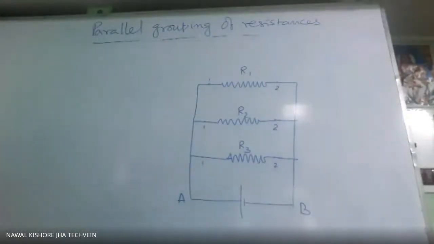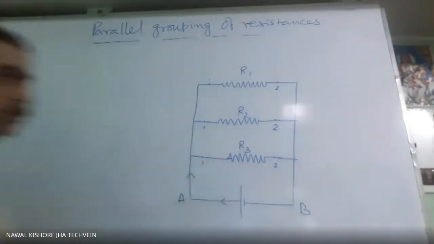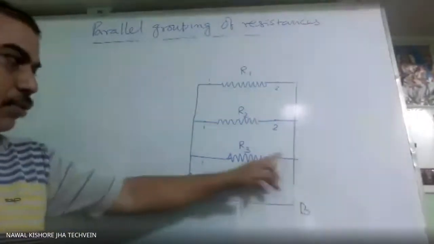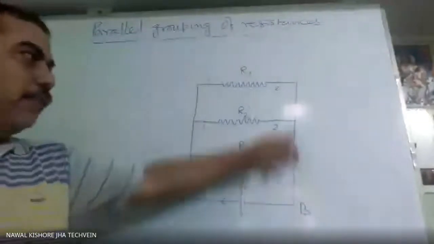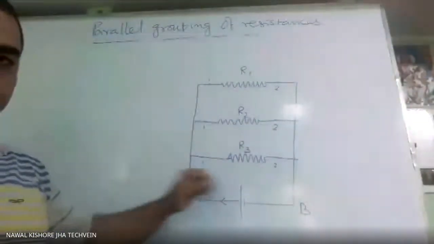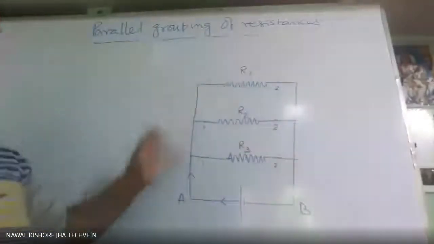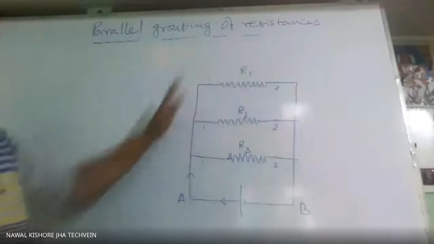In this case, what will be? Whatever current starts from the source, suppose 100 electrons start from here. Some electrons may follow this path. Some will say, no, I will not go this way, I will take this way. Some will say, I will neither follow this nor this, I will come this way. So there are different paths in which electrons can move.